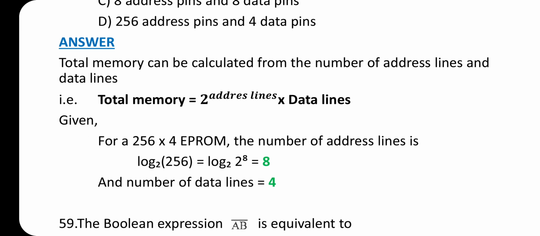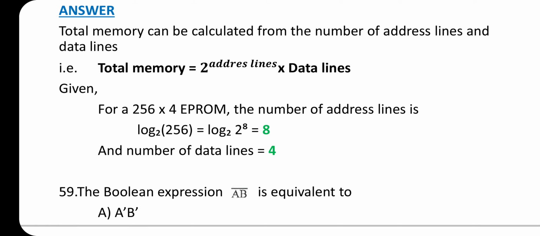2 raised to address lines equals 256. That is, for a 256 into 4 EEPROM, the number of address lines equals log 2 of 256, which is equal to log 2 of 2 raised to 8, which is equal to 8. That is 8 address lines, and the number of data lines is 4.